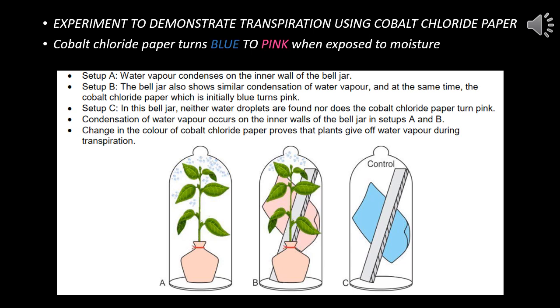Why do we use the cobalt chloride paper here? The cobalt chloride paper is used as an indicator of moisture. It turns from blue to pink when exposed to moisture. By taking the three bell jars as described here, there is a double visual proof of transpiration. First one, condensation of water vapor into droplets. And second one, change of color in cobalt chloride paper. You may simplify this experiment either by taking B and C only, or by taking the bell jar A and another empty bell jar without the plant or the paper.